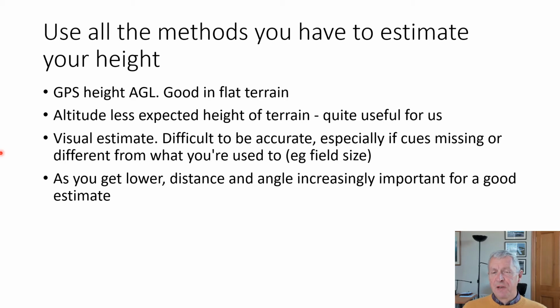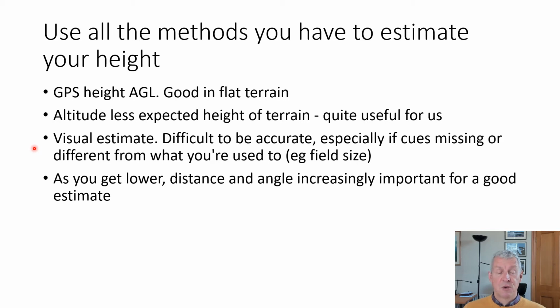So we've got our field and we're getting lower, and it's important to know how high we are above the ground. Now, when we do the cross-country endorsement, you'll be doing your approaches without the benefit of an altimeter because we want you to be able to make a visual estimate. But actually, it's really quite difficult to be accurate using a visual estimate, especially if there are cues missing or they're different from what you're used to.